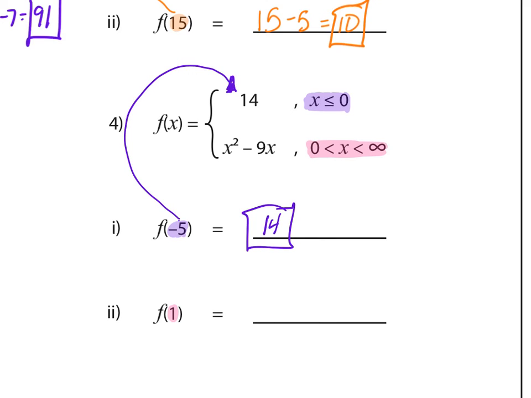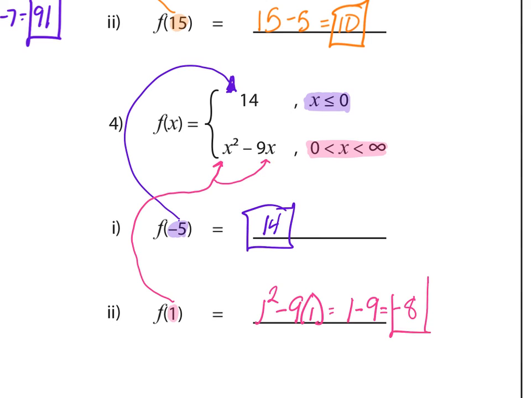Okay, and then this is f of 1, so we know that that's in the pink one here. Wherever there's an x, I'm going to put 1. So I'm going to put a 1 there and a 1 there. So I've got 1 squared minus 9 times 1. 1 squared is 1. Minus 9 times 1 is 9. And 1 minus 9 is -8. There we go.